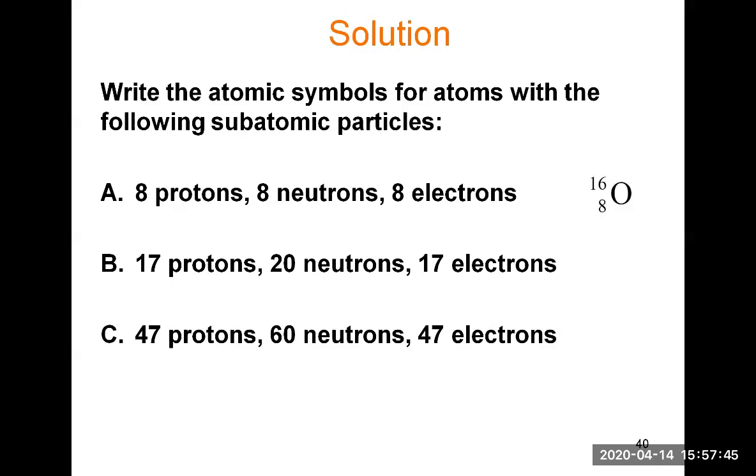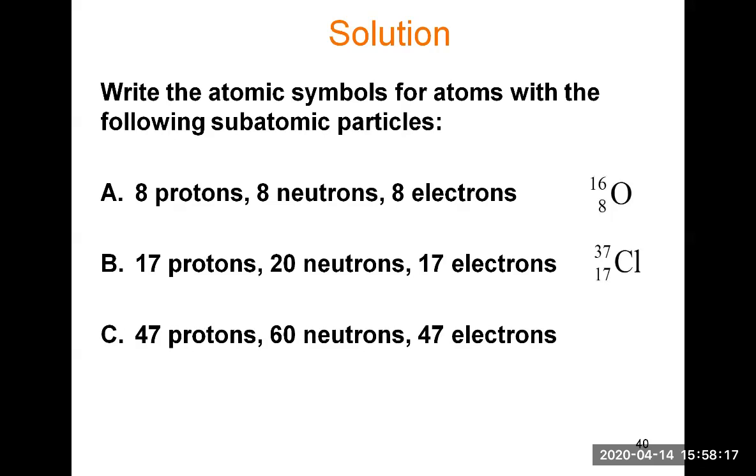Now, second isotope here with 17 protons. You look at the periodic table, 17 protons is chlorine. So you would write the symbol Cl. And the 17 on the lower left corner. And then in the upper left corner, you would add the protons and the neutrons to obtain the mass number. 20 plus 17 is 37. So that's chlorine 37.